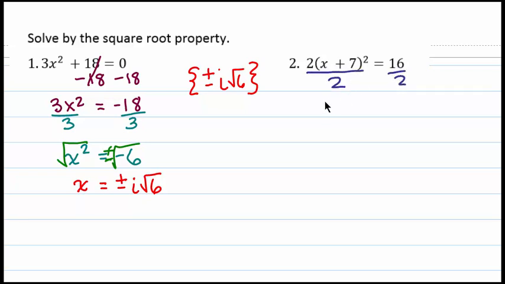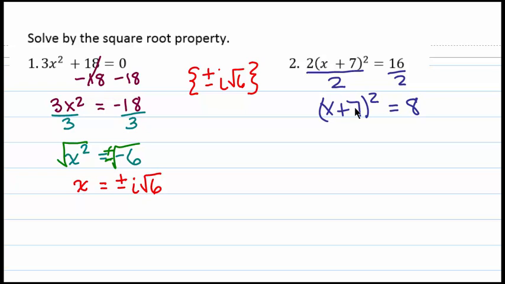I can't distribute that in there. Don't forget, with these parentheses, your squared comes first. So therefore I can't distribute and multiply before I square something. But we're doing it using our square root property. So now I have x plus 7 squared equals 8.